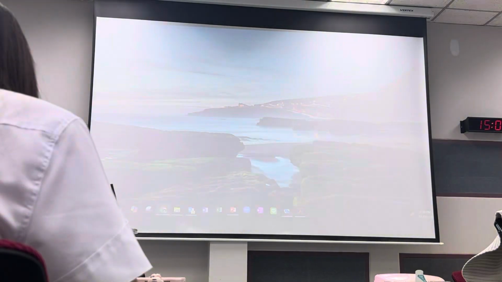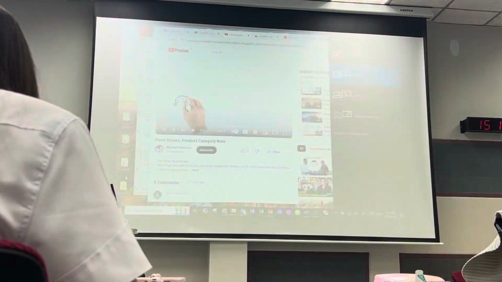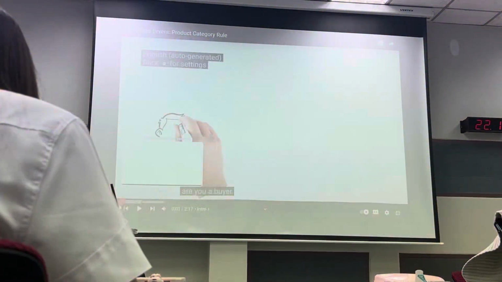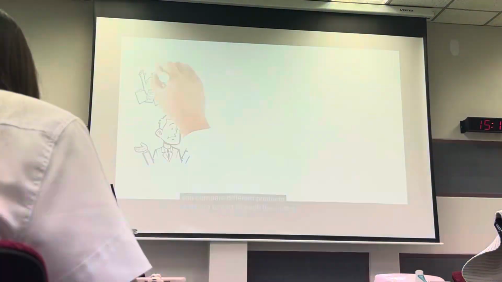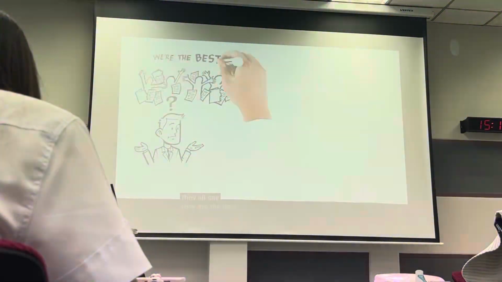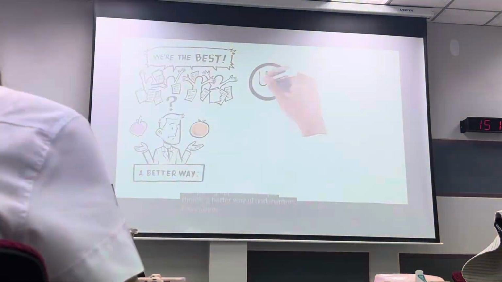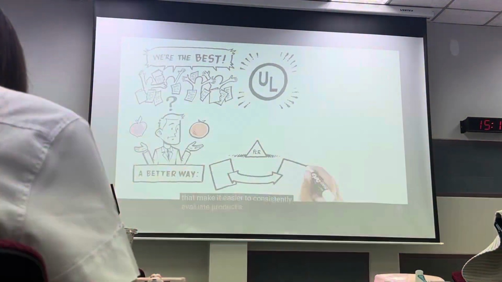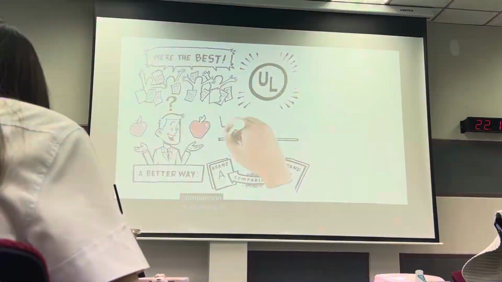Are you a buyer or a specifier? How do you compare different products? Is it hard to sort through the clutter of product and manufacturer claims as they all say they are the best? It can be like comparing apples to oranges. There's a better way. UL, Underwriters Laboratories, creates product category rules, also known as PCRs, that make it easier to consistently evaluate products' environmental impacts. This gives the common approach you need for an apples-to-apples comparison. In essence, it levels the playing field.